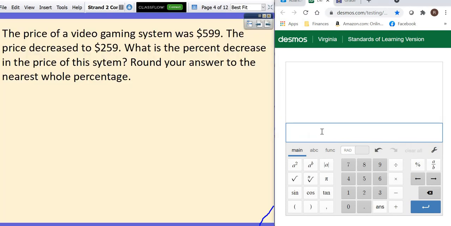Okay, first things first, I'm going to read it. The price of a video game system was $599. The price decreased to $259. What is the percent decrease? That tells you what to do. And then answer to the nearest whole percentage.